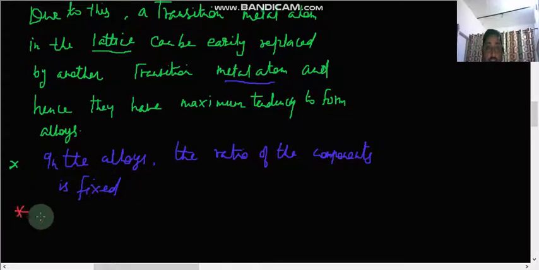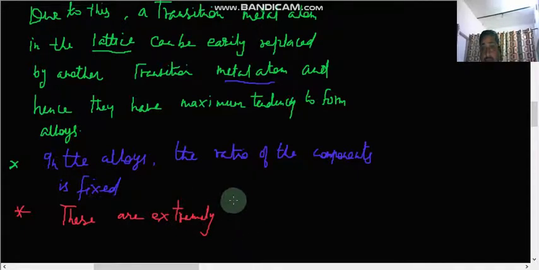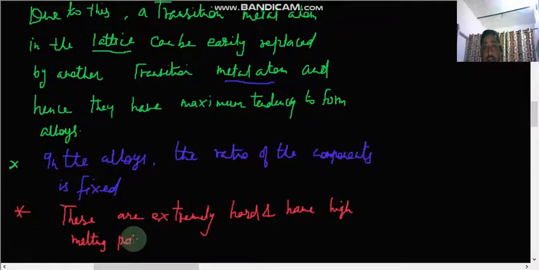And at last, I can say these alloys are extremely hard and have high melting points. That's why in making machinery, utensils, etc., alloys are preferred rather than simple metals. So these are some properties of alloys, their formation and the reasons.